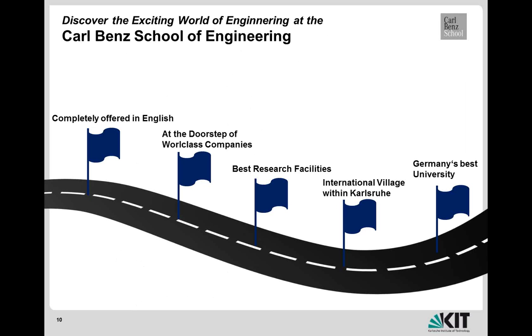Everything is offered in English. It's just a doorstep to world-class companies. You will see in the next slides where we are situated and what kind of companies we have in our area. Besides industry, we also offer the best research facilities. As described by a student, the international campus is like an international village within Karlsruhe. And this is written by one of our students, who considered us to be one of the best universities, or the best university.